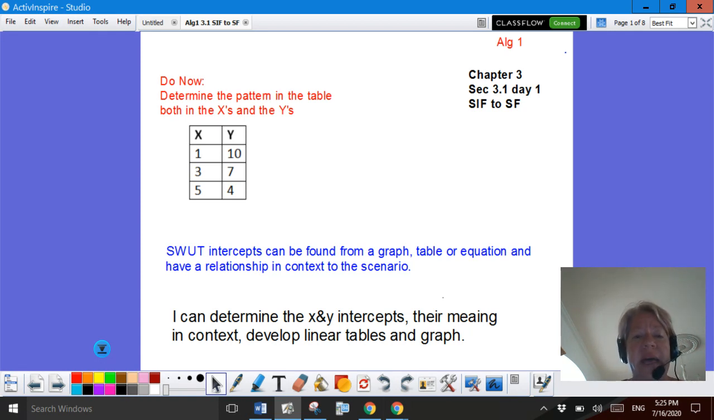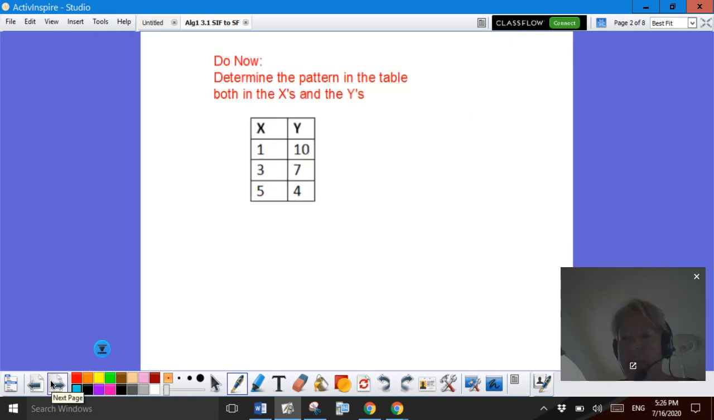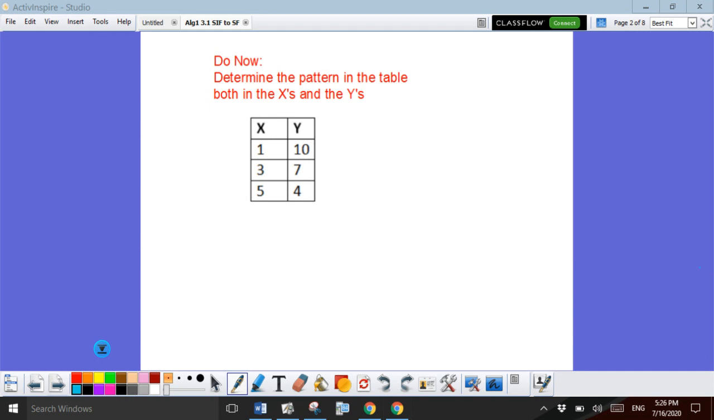So to start with, let's go ahead and take a minute and see if you can figure out the patterns in the table. And we're going to go ahead and pull slope from this table to see, kind of start bringing that into the mix. So go ahead and see what you can do with that. And I'll catch up here in just a second.